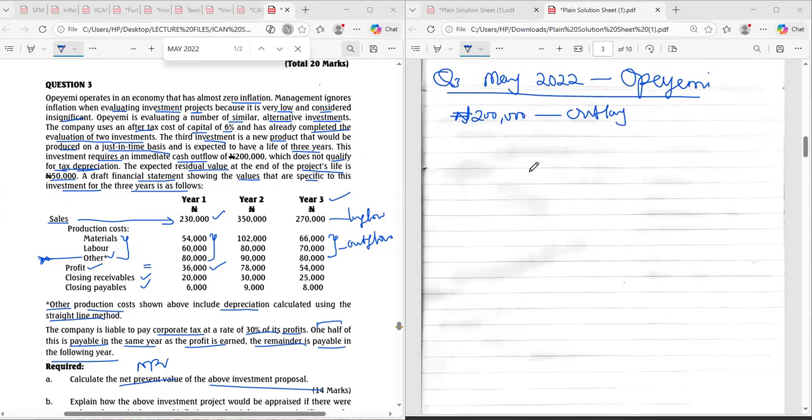3 years, Abby. But it's going to extend to 4 years. Why? Because of tax, Abby. Okay, good. So I'm going to say year 1, year 2, year 3, and what? Year 4.